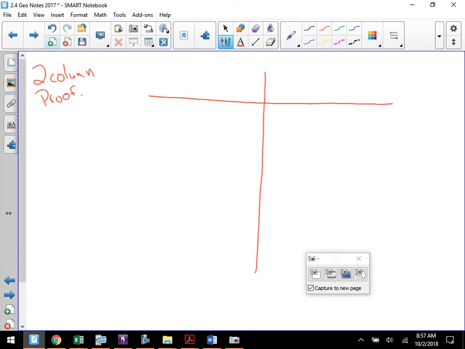In geometry, we use these things called proofs. One of the most common ones that we use is called a two-column proof. A two-column proof has, well, two columns. I know, right? One has your statements, and the other side is your reasons. Basically that stands for what you are doing, and the reasons are why.